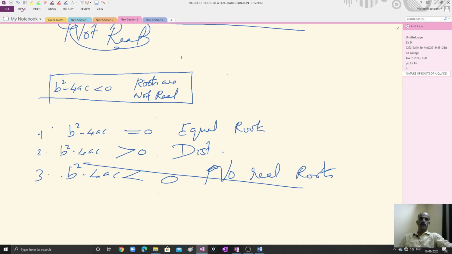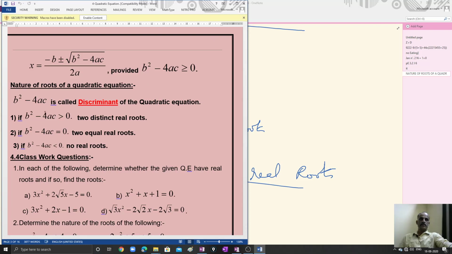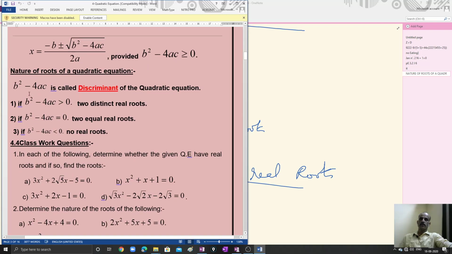We can try with our worksheet. Before getting the questions, we'll just show you the conditions given here. B square minus 4ac is called the discriminant of the quadratic equation. If b square minus 4ac is greater than 0, positive, the roots are distinct. Two distinct real roots. And if b square minus 4ac is equal to 0, then the roots are equal. In the third case, b square minus 4ac is less than 0, no real roots.